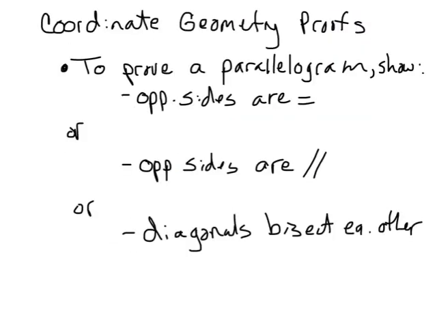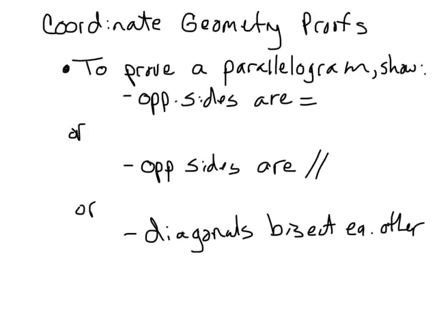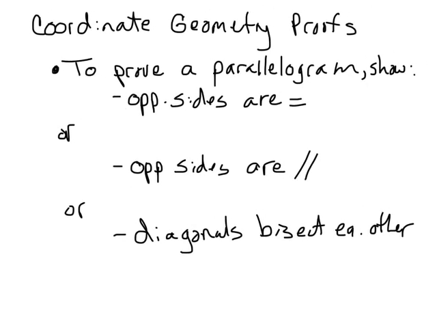So the second part of this is just reviewing what we need to do to prove things in coordinate geometry. Yesterday we reviewed midpoint and distance, and slope a few days ago. So we're going to use those calculations to prove things. To prove a parallelogram, you have some choices here. You can prove that opposite sides are equal, or opposite sides are parallel, or you could show that the diagonals bisect each other. And these take 3 different calculations.